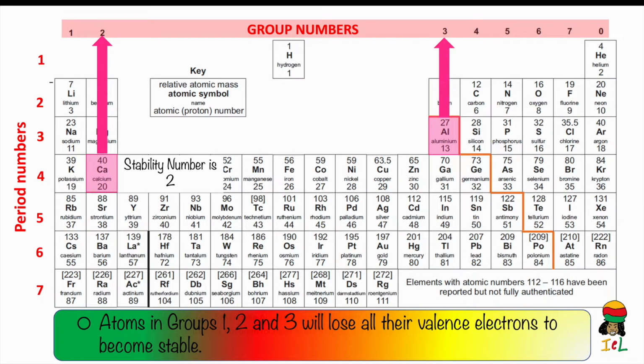Aluminium is in group 3. Aluminium has 3 electrons on the last shell. Therefore, it will lose those 3 electrons to become stable, and the stability number of aluminium would be 3.